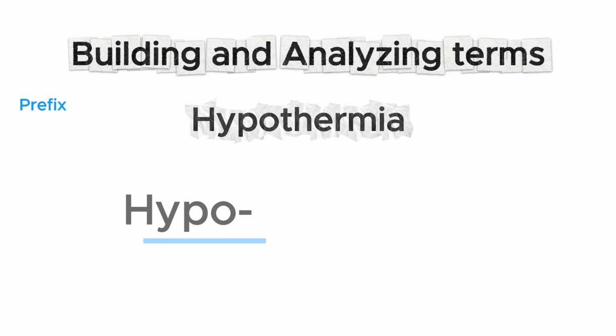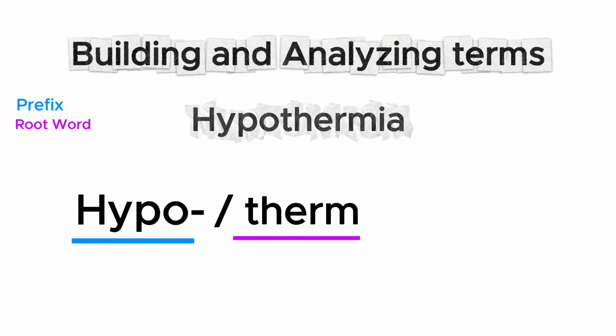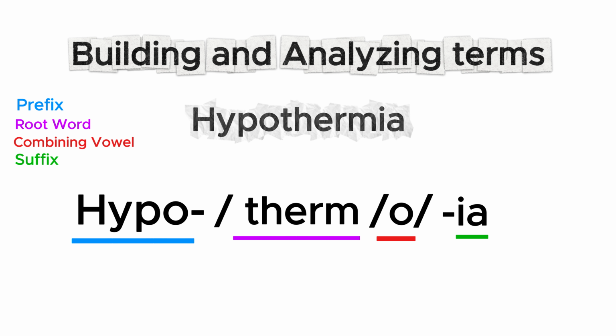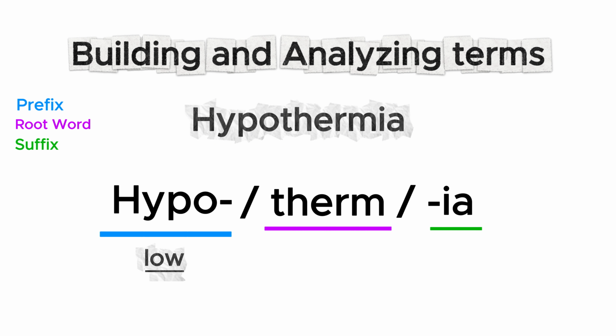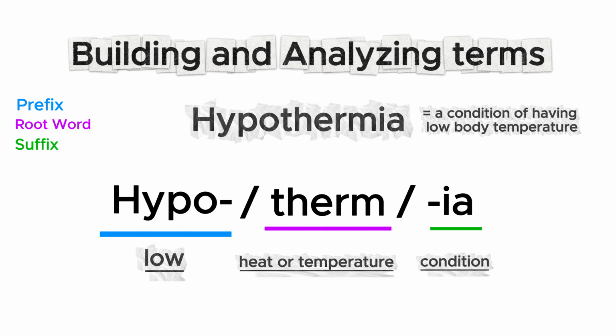Let's do one more practice problem with the word hypothermia. Hypo-/therm/o/-ia. Because the suffix begins with a vowel, the combining vowel is dropped to make pronunciation smoother. With hypo meaning low, therm meaning heat or temperature, and ia meaning condition, they all come together to define a condition of having low body temperature.